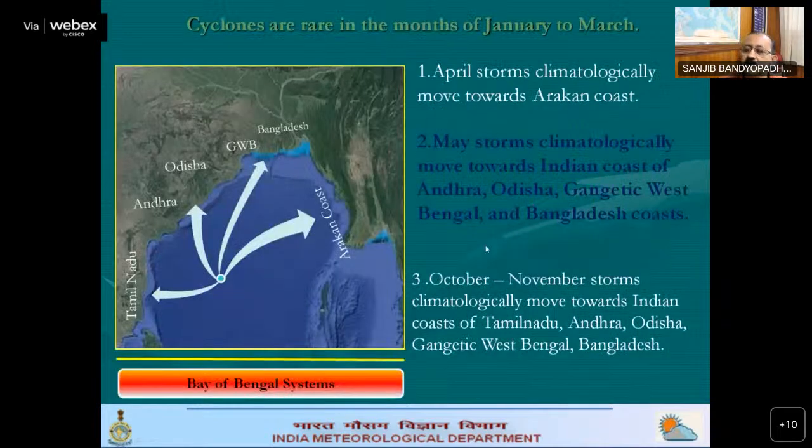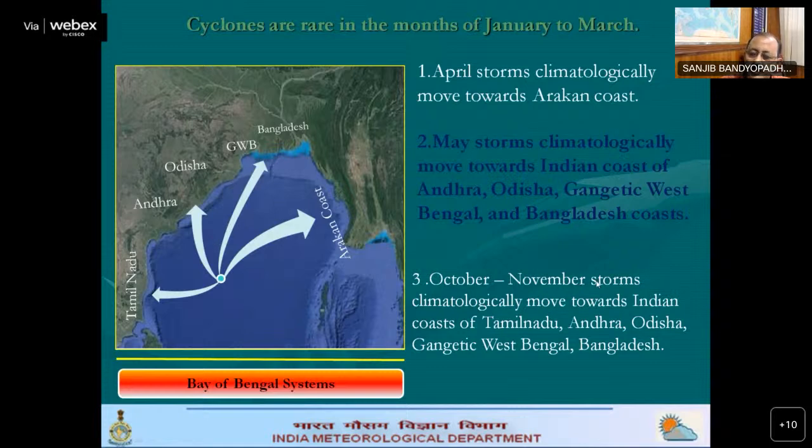Now, for any forecast, we are issuing the climatology also. If you see the simple climatology, normally April storms move towards the Arakan coast. It is not that in all cases it will be correct or match the climatology. But if you see the last 100 years of climatology, April storms normally move to the Arakan coast. But May storms may hit Orissa, Andhra, and Gangetic West Bengal, including the Bangladesh coast also. In the post-monsoon, October and November storms climatologically move towards Tamil Nadu, Andhra Pradesh, Orissa, Gangetic West Bengal, and Bangladesh.